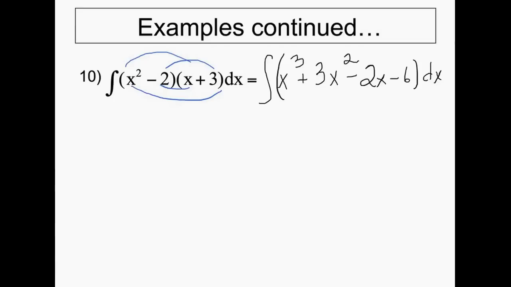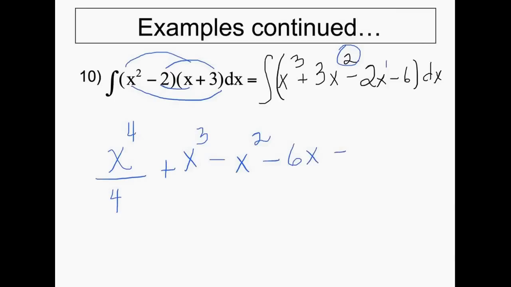Just simply going through this, we could split it up into 4 different integrals if we wanted, but quite simply, this is going to become x to the 4th over 4 plus x cubed, because you may remember that here we would raise our 2 to 3 and then divide by 3, giving us just x cubed, minus x squared, same idea. Here we have a 1, we would raise it to a 2, divide by 2, and then at the end, minus 6x plus c.